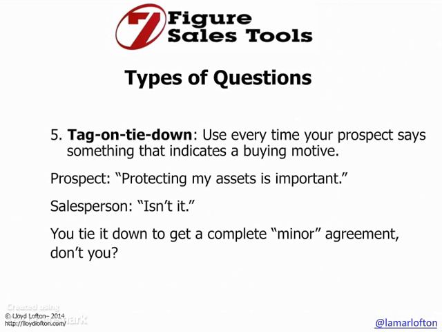A tag-on tie-down is used every time the prospect says something that indicates a buying motive. So a prospect says, protecting my assets is important. The tie-down would be, isn't it? You tie it down to get a complete minor agreement, don't you? See how I use the tie-down, don't you? The reason that you want to do this is because you want to close on a minor point. You don't want to close on major things, you want to close on a minor.